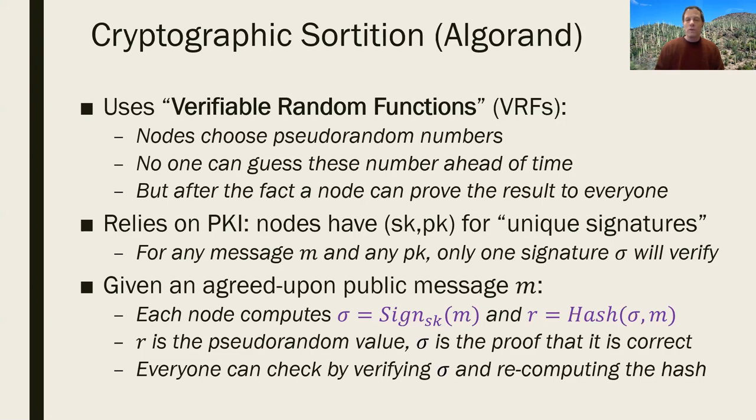If we have something like that, then if there is a public message M that everybody agrees on, the way for me to compute this pseudorandom value is I sign the message and then hash the signature and the message to get the number R. If I think of this hash as a random oracle, then since the signature is unpredictable, the output of the hash is going to be pseudorandom. So if I only show you the R, you will not be able to distinguish it from random. But if I also show you sigma, that's a proof that the value I show you is correct. Since it's a unique signature scheme, this R is the only one that I could get for that message M. And everybody can check that by verifying the signature and then recomputing the hash.